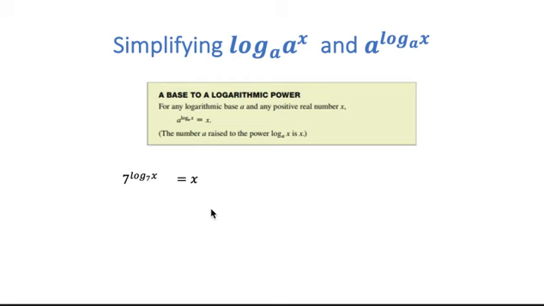Look at another one. e to the natural log of 5. Remember, natural log has a base of e. So since those bases are the same, the answer is 5. And then a common log example, 10 to the log base 10, the common log, to the log of 7g. It looks kind of funny, but that's 7 supposed to be multiplying the g. And so that answer is 7g.